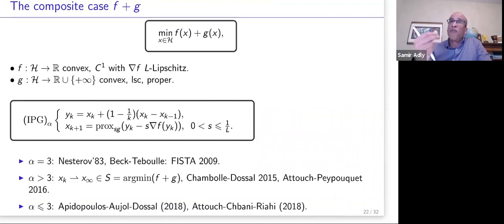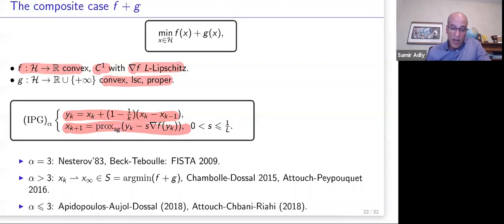It means that in terms of mechanics, we have two potentials. One is differentiable and the other one is not differentiable. My first function is convex, C1 with Lipschitz gradient, and the second one is only convex, lower semi-continuous, proper, and could be an extended real-valued function. So you have this yk, and we have this xk plus 1. This is the inertial proximal algorithm with alpha. What is interesting is that this alpha, which is involved in the AVD, asymptotic vanishing damping, has a mysterious interpretation.